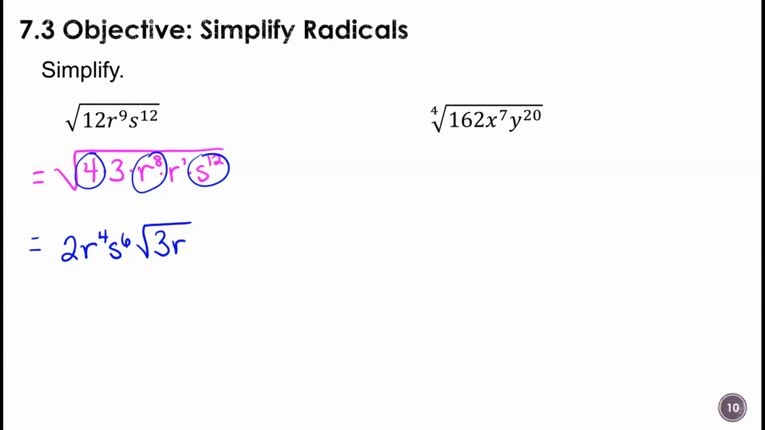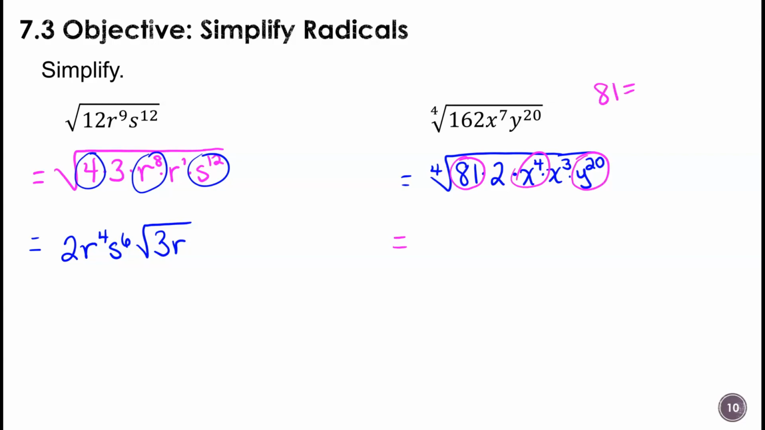Okay. Now 162 is possibly going to be one that you wouldn't recognize so much. But 162, I'm going to show this on this one too, is 81 times 2. And then I have x to the 4th times x to the 3rd. And y to the 20th because 20 is divisible by 4. So I can take the 4th root of 81, x to the 4th, and y to the 20th. So 81 is 3 to the 4th power.